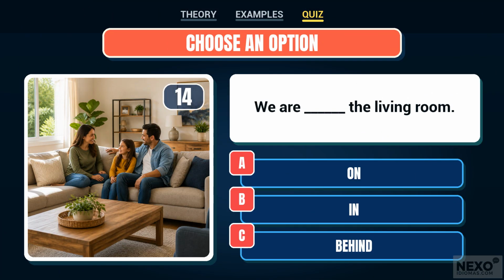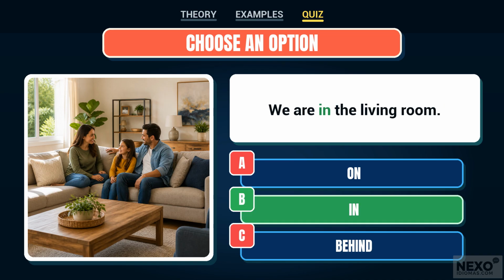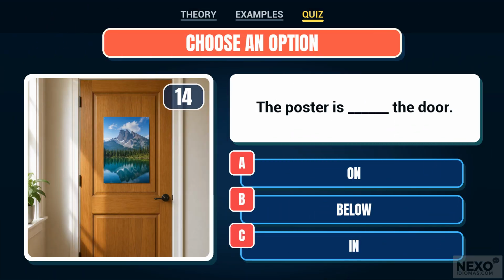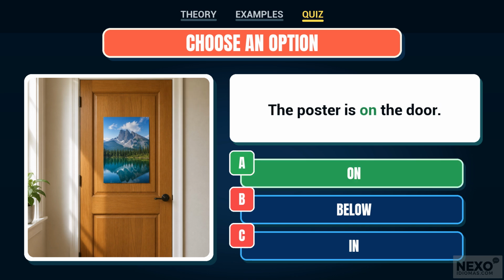Choose an option. In. We are in the living room. Choose an option. On. The poster is on the door.